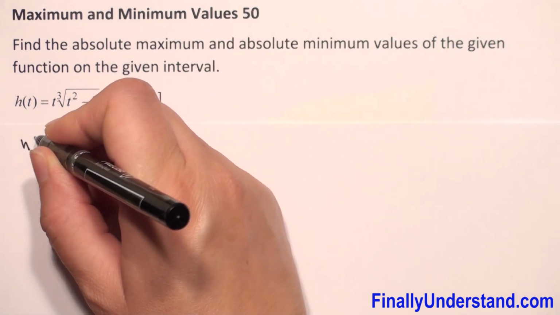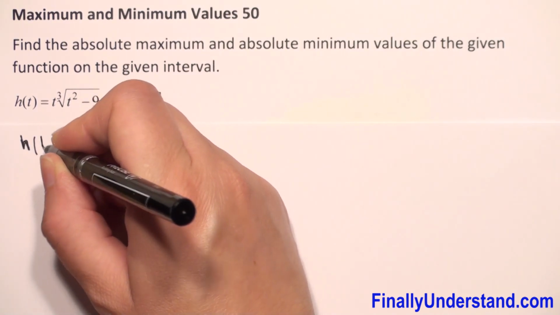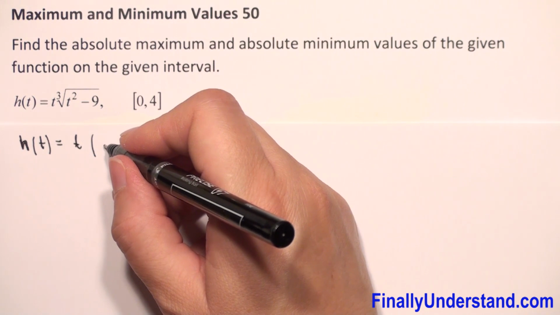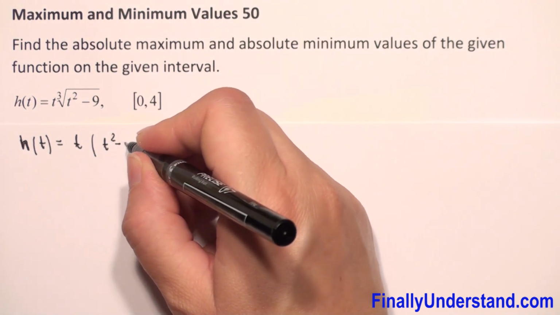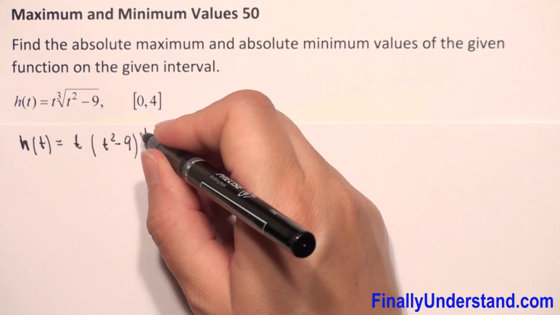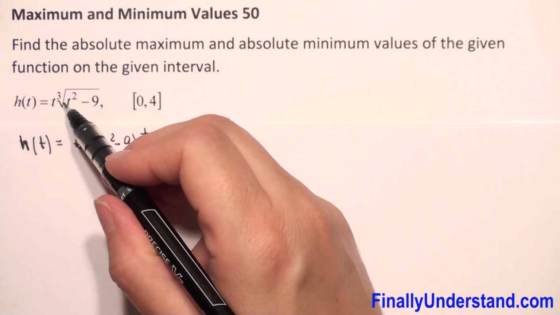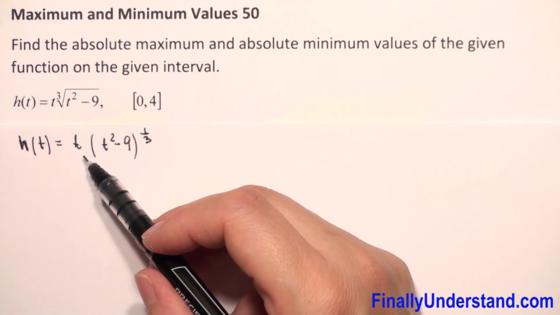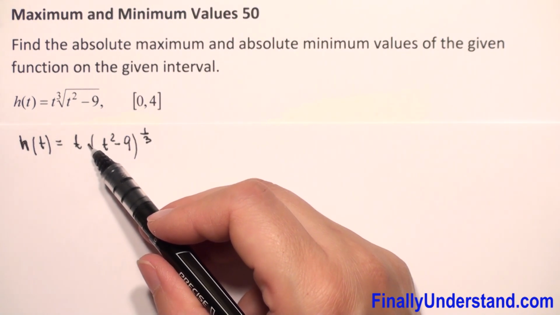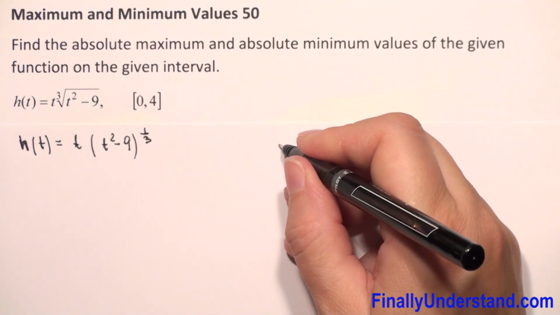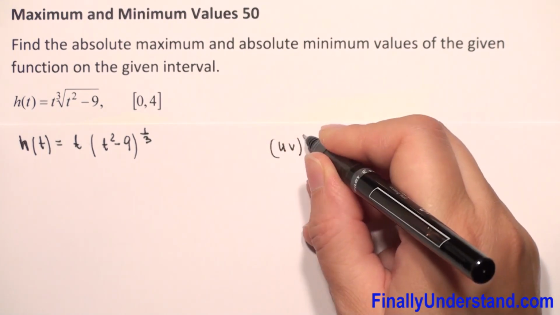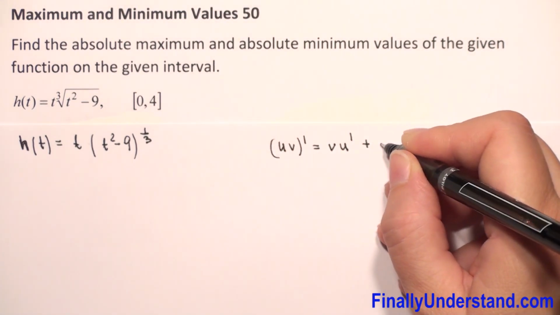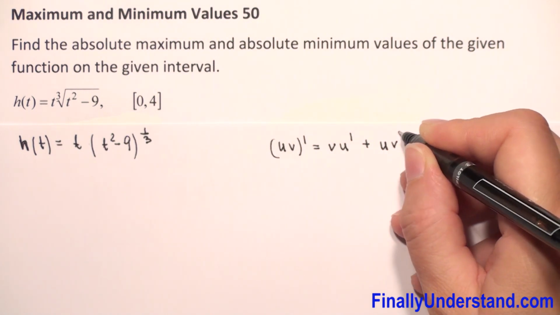So h of t is equal to t times, in parentheses, t squared minus 9 to the power 1 over 3, because we have a cube root here. So now we will use the product rule to find the derivative. So the derivative of u times v is equal to v times u prime plus u times v prime.